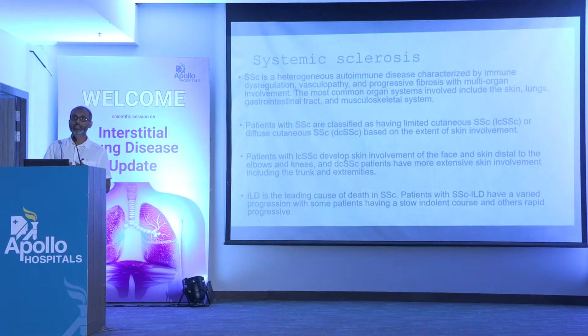So limited scleroderma patients have involvement of skin distal to the elbow and the knee, and involvement of face, whereas diffuse scleroderma has more diffuse involvement involving the whole body. Interstitial lung disease is the leading cause of death in patients with scleroderma, and the progression of interstitial lung disease in patients with scleroderma is varied.